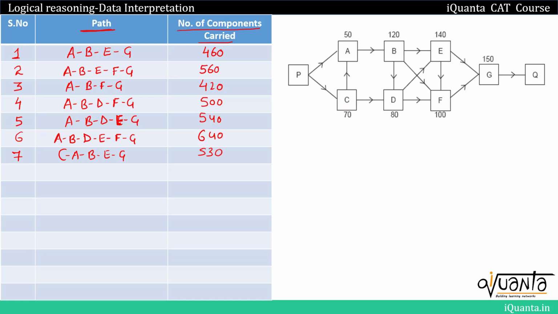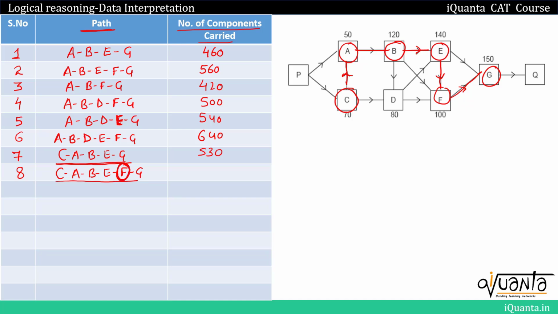Next possible route can be C, A, B, E, then F, then G. So now we have C, A, B, E, F, G. In this case, the 7th one, we can see that it is going through C, A, B, E, G. In 8th one, it is going through C, A, B, E, F, G. So there is just this extra F over here.